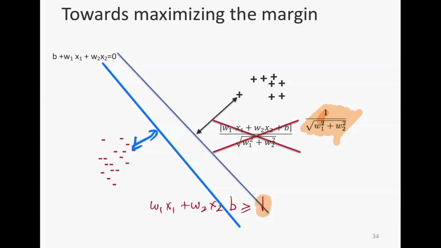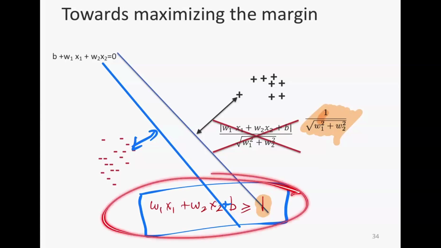The identity of the closest point will change, but this requirement, so this is a plus here, this requirement still stays the same. For the new closest point, we never go around finding the closest point, it turns out. All we need to do is maximize that quantity, 1 over root of W1 square plus W2 square, such that every point has this property.